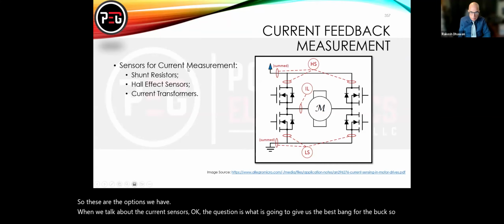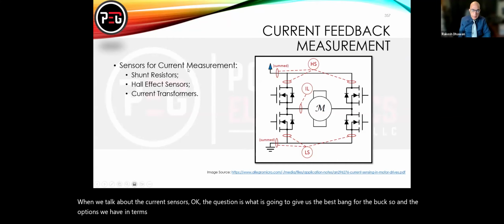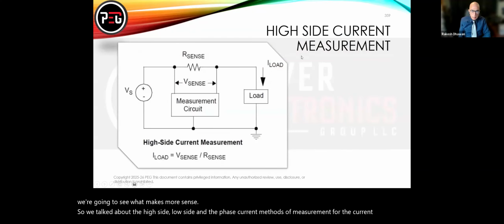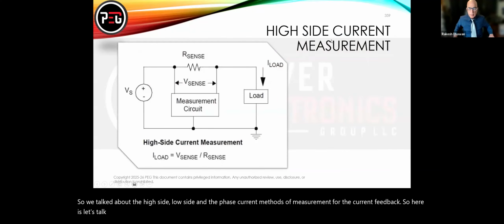And the options we have in terms of technology are shunt resistors, Hall effect sensors, and current transformers, right? So we're going to see what makes most sense. We talked about the high side, low side, and phase current methods of measurement for the current feedback. So let's talk about a high side measurement, right?